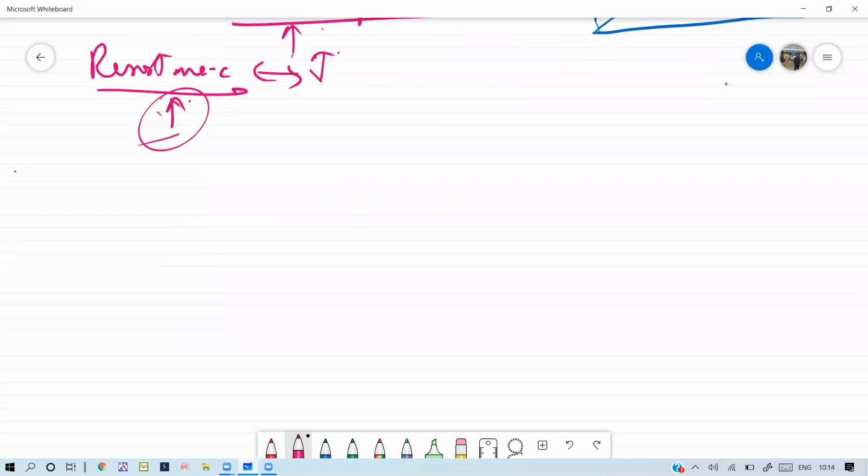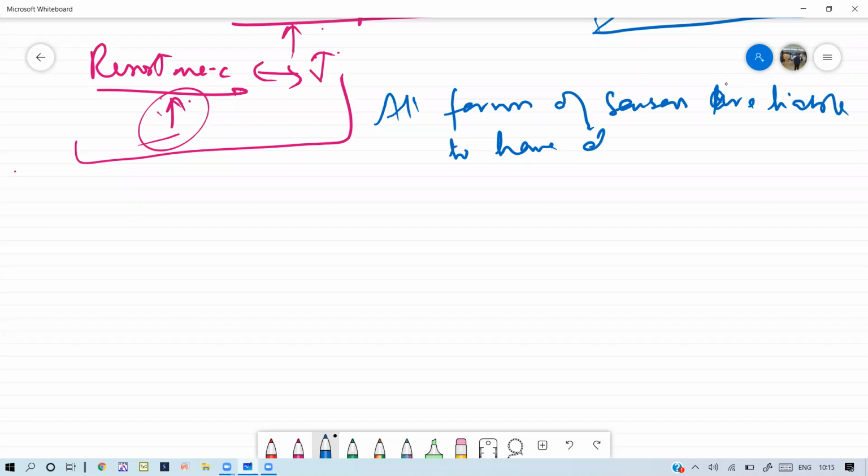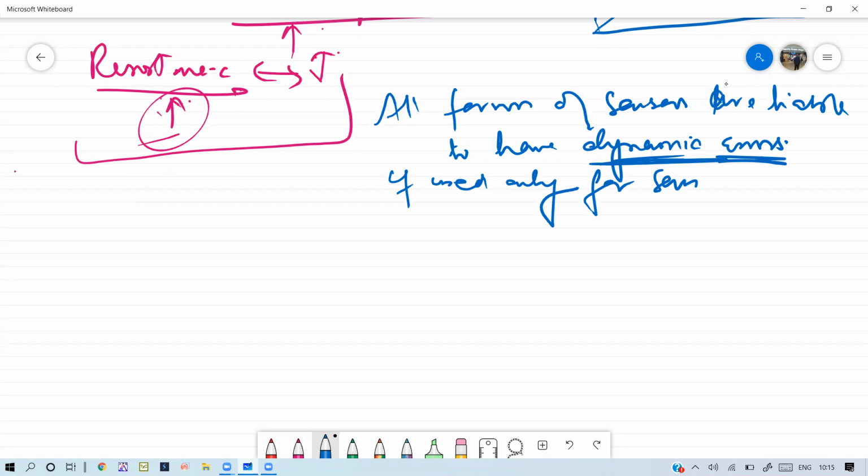So what we were discussing was the dynamic errors. Dynamic errors means they vary during the course of measurement. Most of the time, all forms of sensors are liable to have dynamic errors. They can have dynamic errors when used only for sensing, but they can have both static as well as dynamic errors if they are used for the measurements. Remember that.